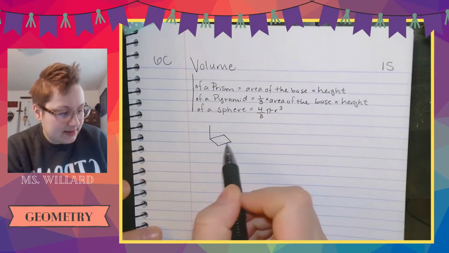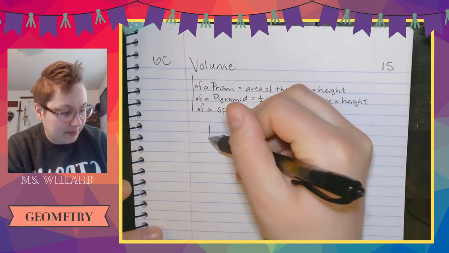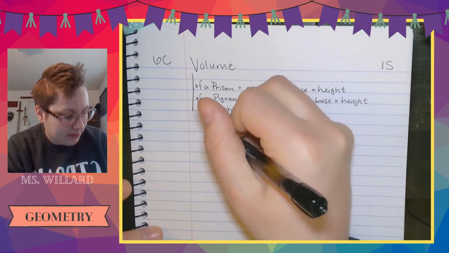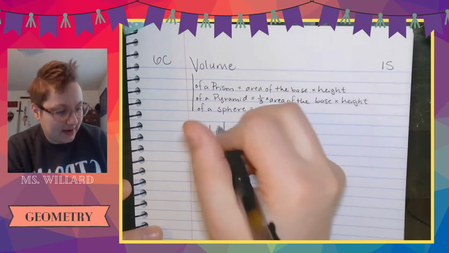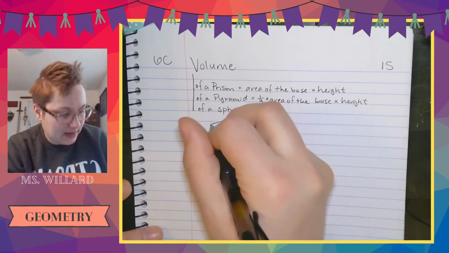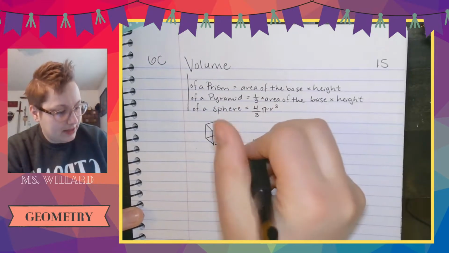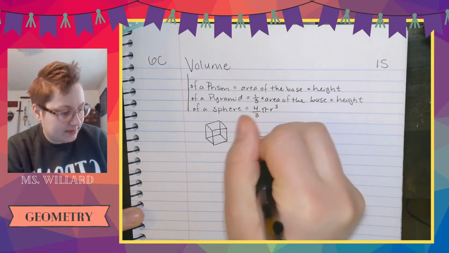So I drew the base shape, and then I'm just going to go straight up, and it's always going to be the same length. I'm just going to go straight up from each of the points, and then I connect the points. So that's how I do a prism. Okay. And then a pyramid, I draw whatever base.